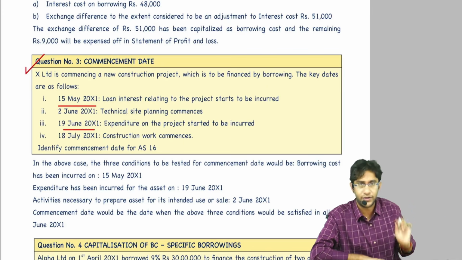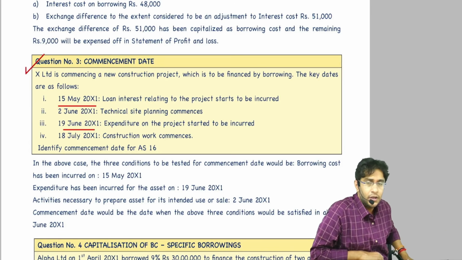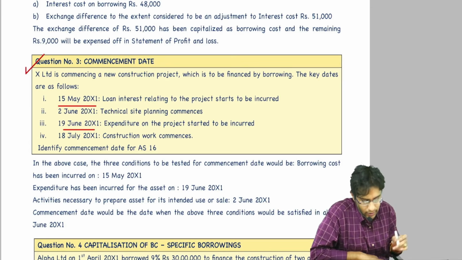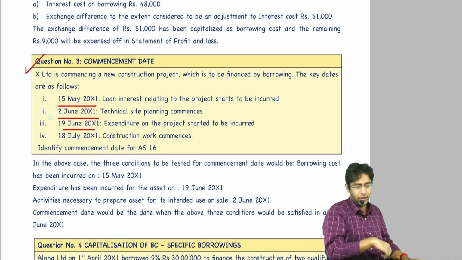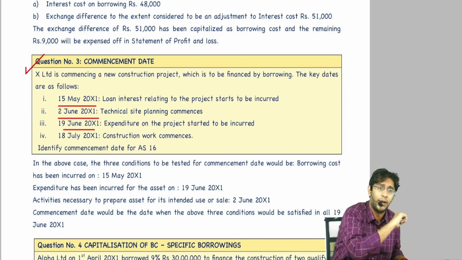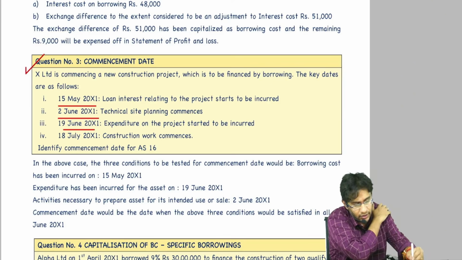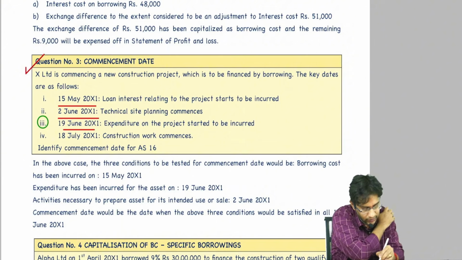Work should be in progress. Activities should be in progress. When I say activities must be in progress, it need not be physical construction. Even technical site planning, obtaining permits, designing work, this is also okay. And that happened on which date? 2nd June. These 3 points are okay for me. Physical construction is not a criterion, ma'am. So all these 3 points are cumulatively satisfied on which date? 19th June. So 19th June is your commencement date.